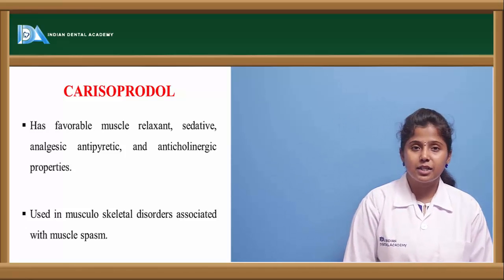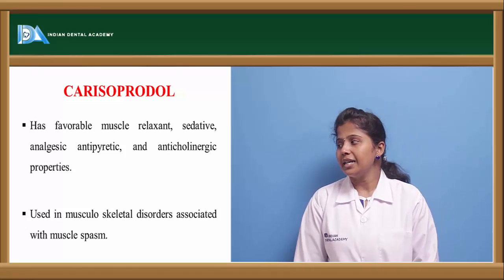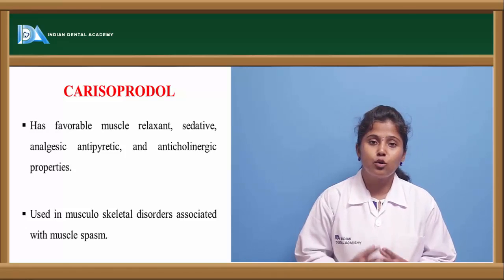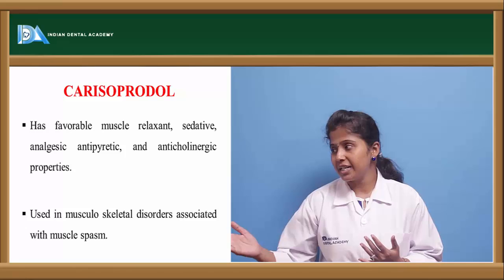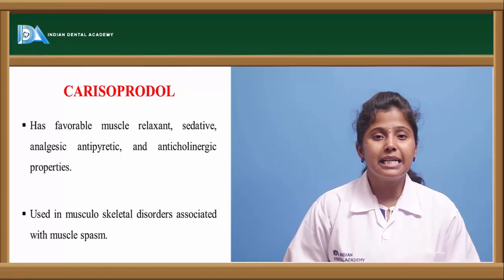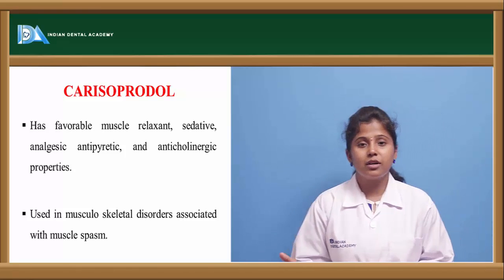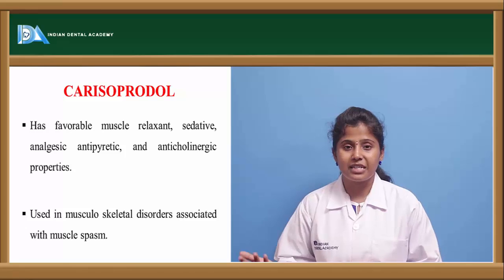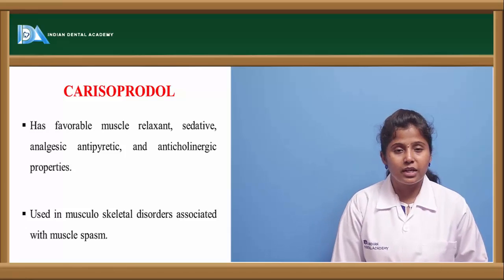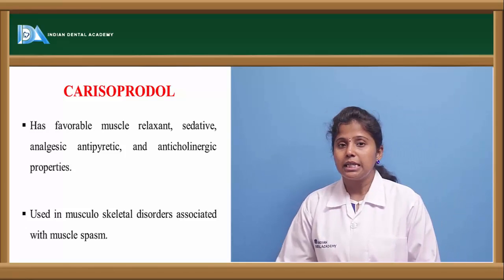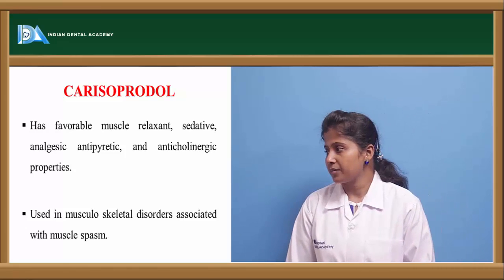The other drug is carisoprodol. So carisoprodol is an analog of mephenesin, and it is a favorable muscle relaxant. Not only relaxing the muscle, it also produces sedative effect, analgesic effect, antipyretic effect, as well as anticholinergic properties. So this drug, as it is a developed form of mephenesin, has all these effects, and it is used in musculoskeletal disorders. So if there are any disorders like muscular dystrophy, then this drug is used as a drug of choice, and it is even used to relieve muscular spasm.